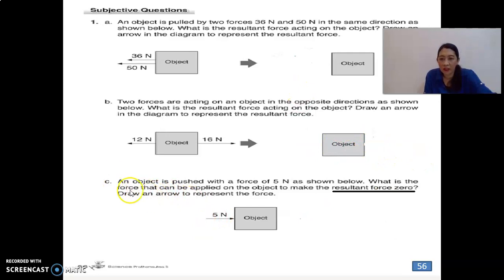So the next, letter C, is to show below what is the force that can be applied on the object to make the resultant force 0. Draw an arrow to represent the force. The resultant force is, the answer is 0. So what is the answer? You need to draw the arrow.